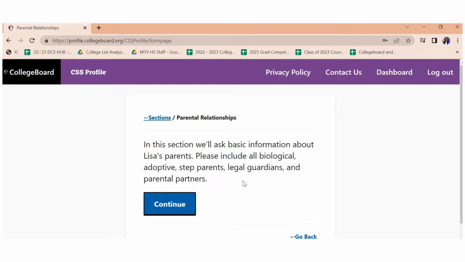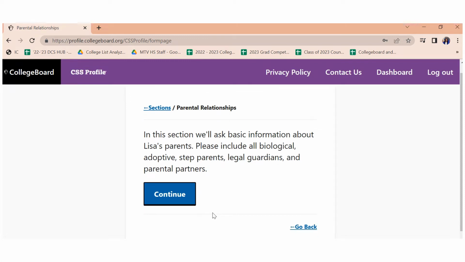So this next section will ask basic information about the student's parents. Now, unlike FAFSA, this CSS profile is going to ask questions about both of the student's biological parents, as well as adoptive parents, step parents, legal guardians, and parental partners. So whereas FAFSA only asks for the custodial parents' information, this one you will have to provide information about non-custodial parents also. So we will click Continue.